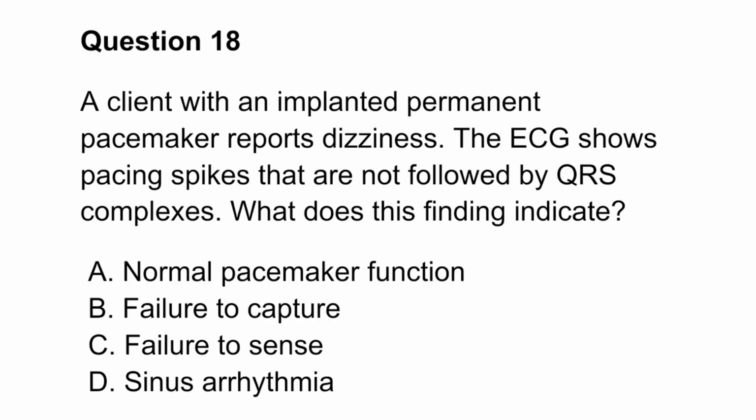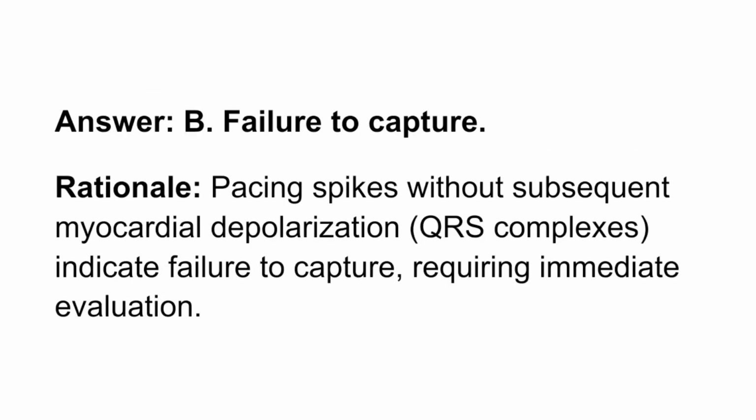Question 18. A client with an implanted permanent pacemaker reports dizziness. The ECG shows pacing spikes that are not followed by QRS complexes. What does this finding indicate? A. Normal pacemaker function. B. Failure to capture. C. Failure to sense. D. Sinus arrhythmia. Answer: B.